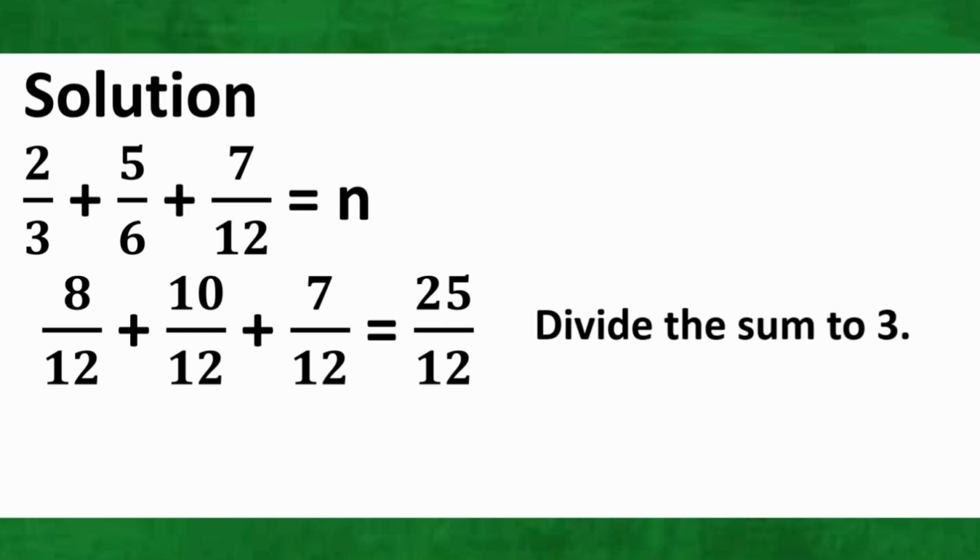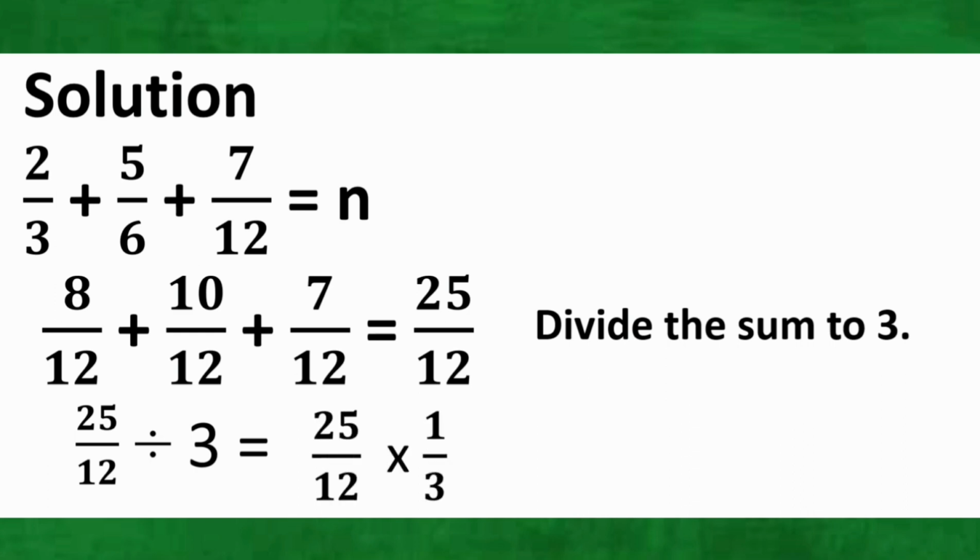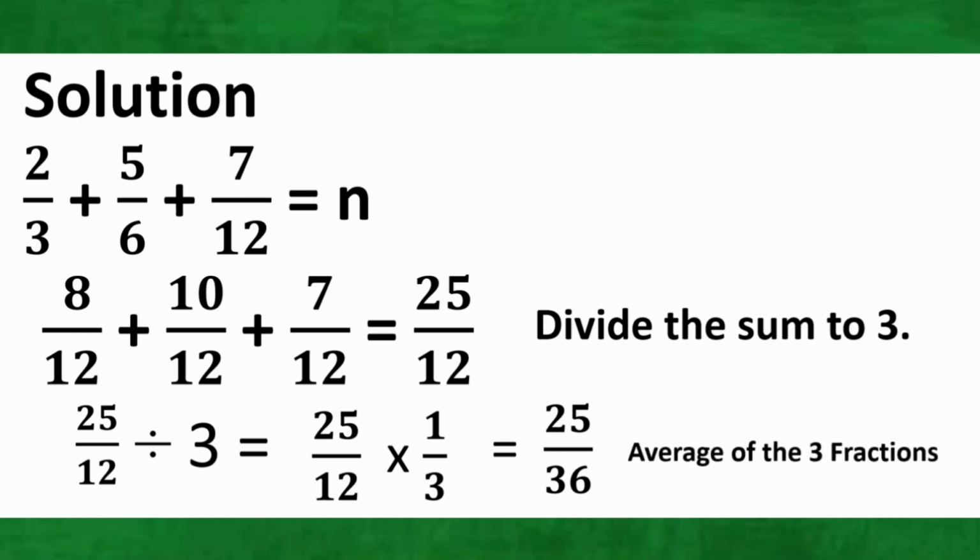Now divide the sum by 3. 25 over 12 divided by 3 is equal to 25 over 12 times 1/3. And this is equal to 25 over 36. Now the average of the three fractions is 25 over 36.